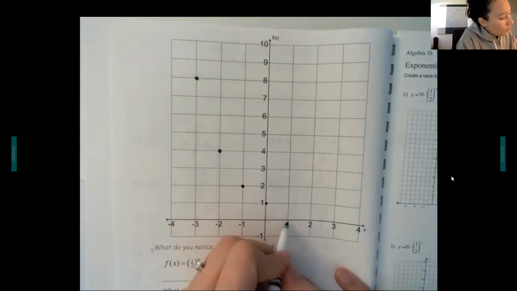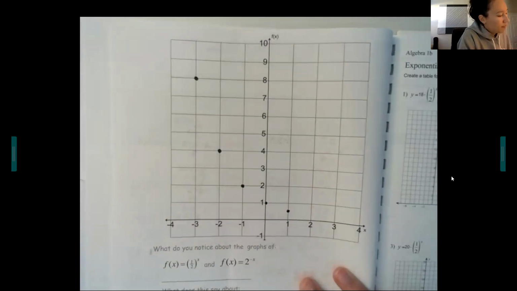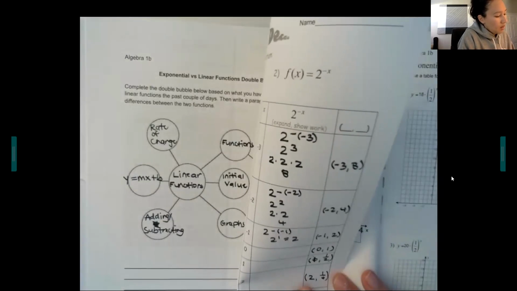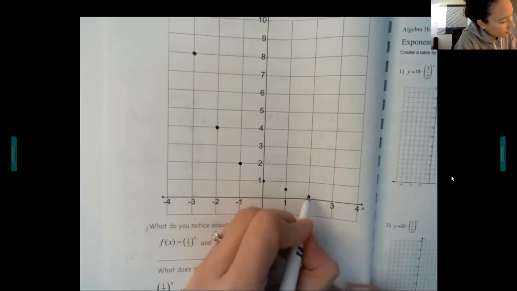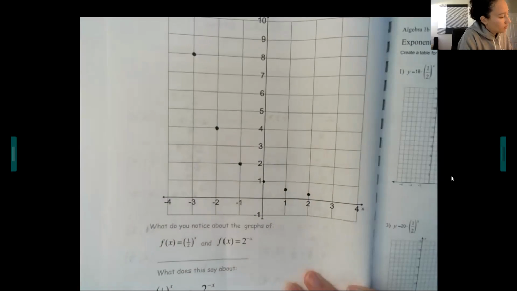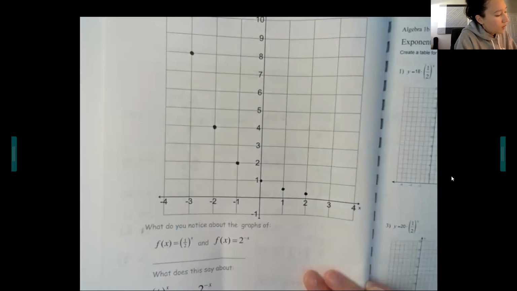Oh, this was supposed to be 1, 1/2, sorry. 1 and 1/2. 2, 1/4. And 3, 1/8.